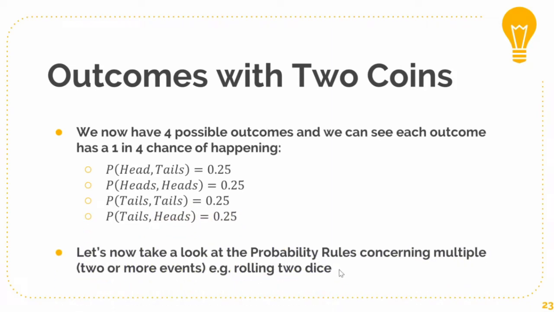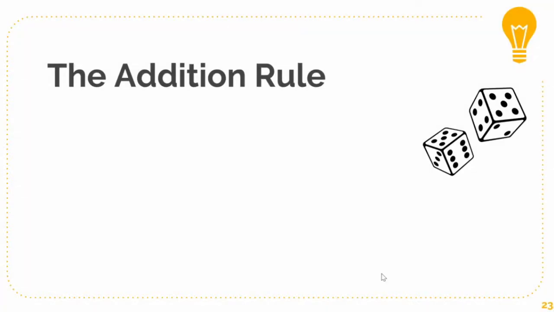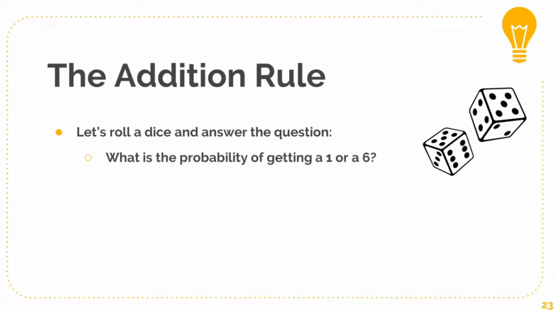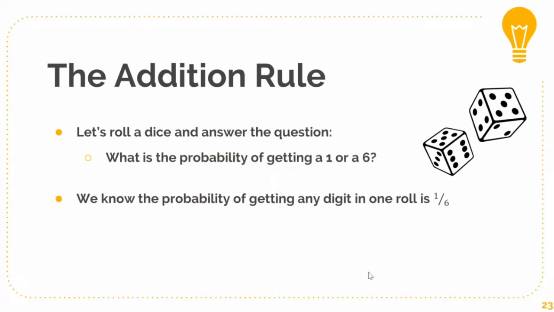So now let's take a look at how the rules of probability are concerned with multiple events. The example: rolling 2 dice. The first part we look at is called the addition rule. So let's roll a dice and answer the question, what is the probability of getting 1 or 6? Well, we know it's 1 over 6, 1/6.